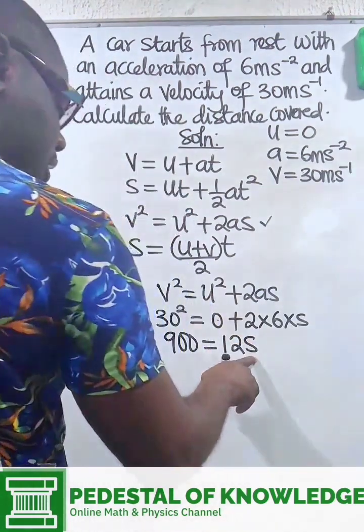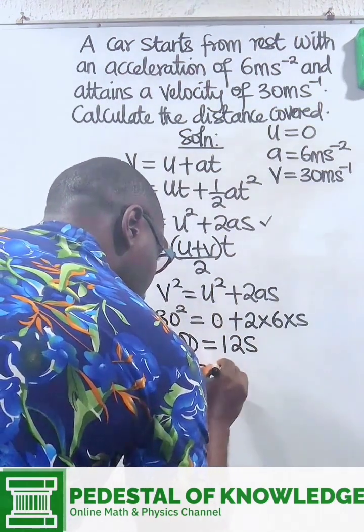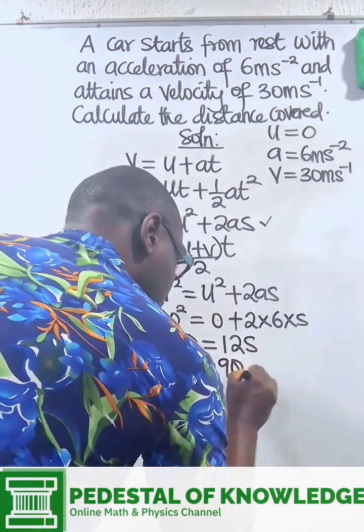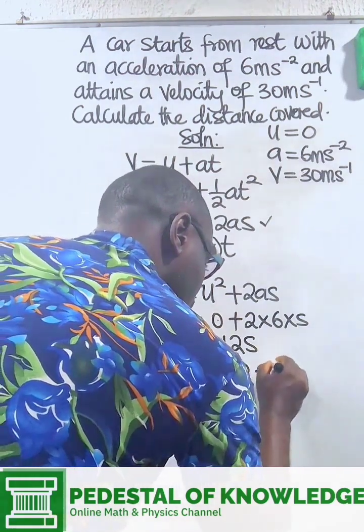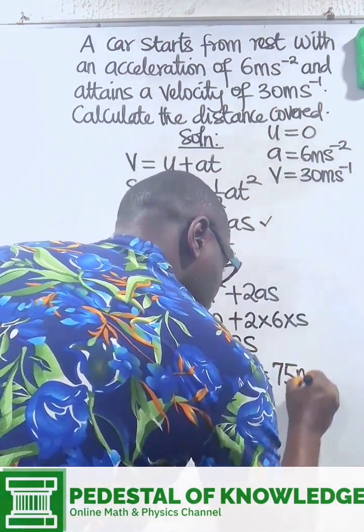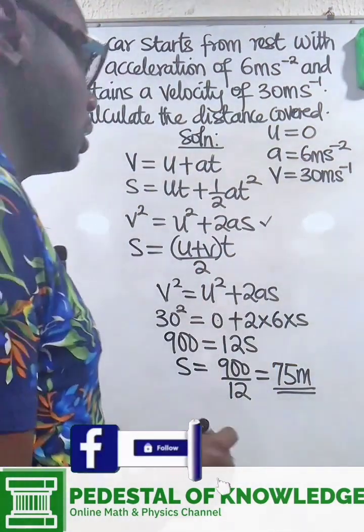Now to find the value of S, we divide both sides by 12. So that means that S is equal to 900 divided by 12. And 900 over 12 is equal to 75 meters. And that is the distance covered by that car.